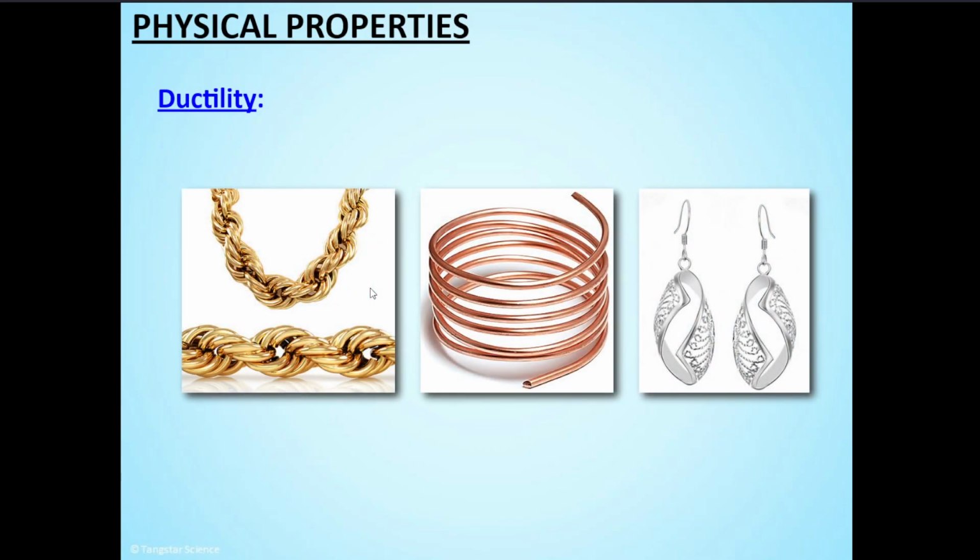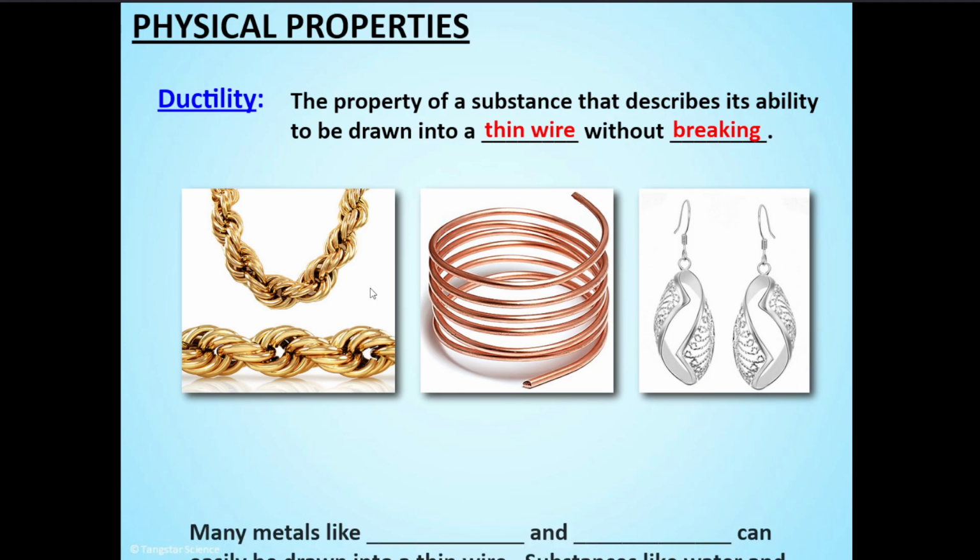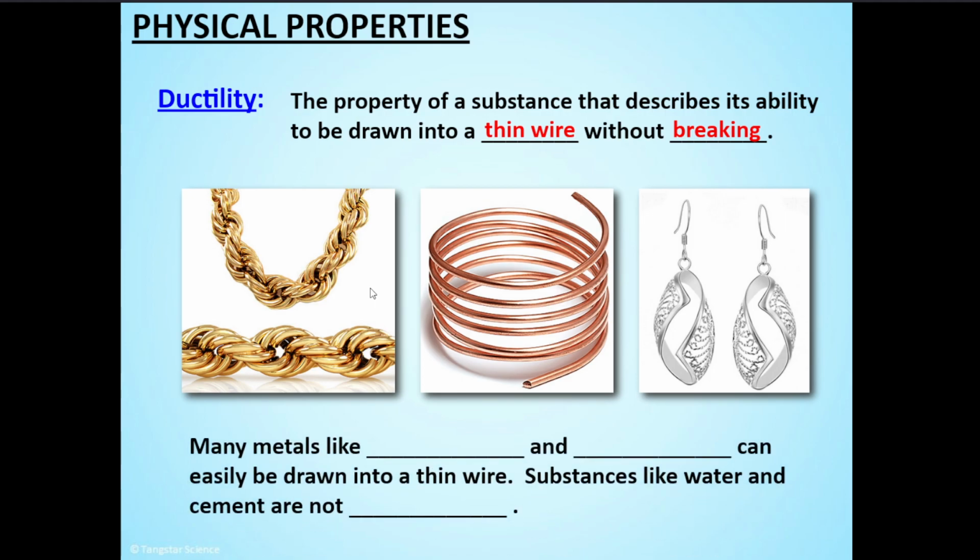Next one, ductility. So similar to malleability, this one is kind of like hammering, but instead it's actually making something into a wire without breaking. So many metals like copper and gold are very ductile. That's why we make our electrical cords with copper and our jewelry with gold. And then substances like water or cement are not going to be ductile because, one, water is very thin and light, and when you try to hammer it, it just splashes. And cement, on the other hand, would just be brittle and crack.